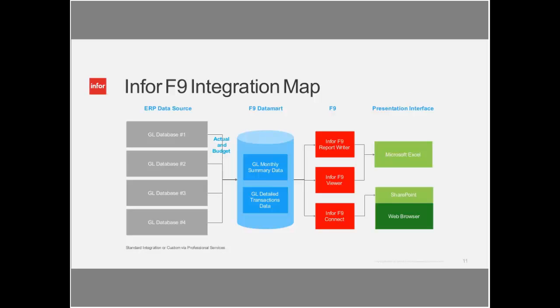One thing you cannot do is drill down on numbers, so it's even more slimmed down than the F9 Viewer. The only thing you're able to do in SharePoint and through the web browser using F9 Connect is run reports.